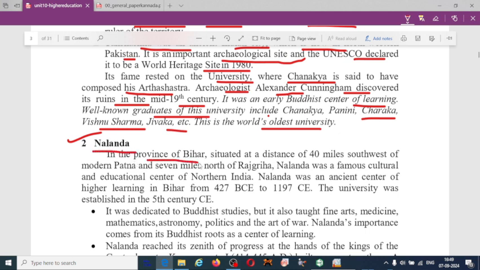So, in the province of Bihar, situated at a distance of 40 miles southwest of modern Patna and 7 miles north of Rajgriha, Nalanda was a famous cultural educational center of North India. Nalanda was an ancient center for higher learning in Bihar from 427 BC to 1197 CE. Okay. The university was established in the 15th century.